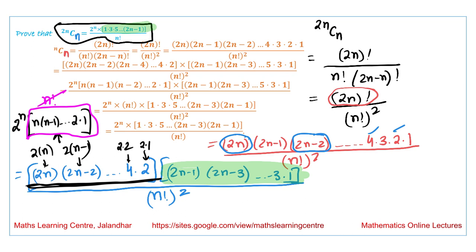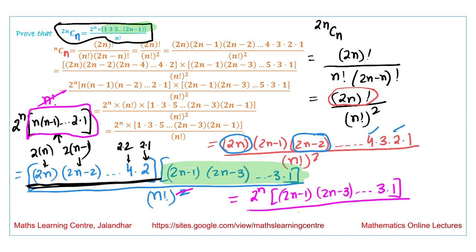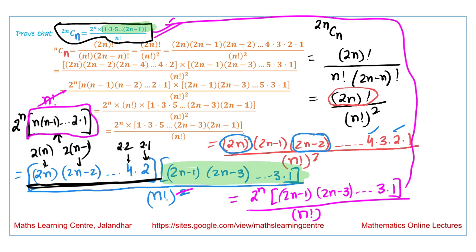This n! and this n! get cancelled. So the answer we are left with is 2 raised to the power n into (2n − 1) into (2n − 3), so on up to 3 into 1, divided by n!. So this is the answer we are obtaining. This is the required answer.